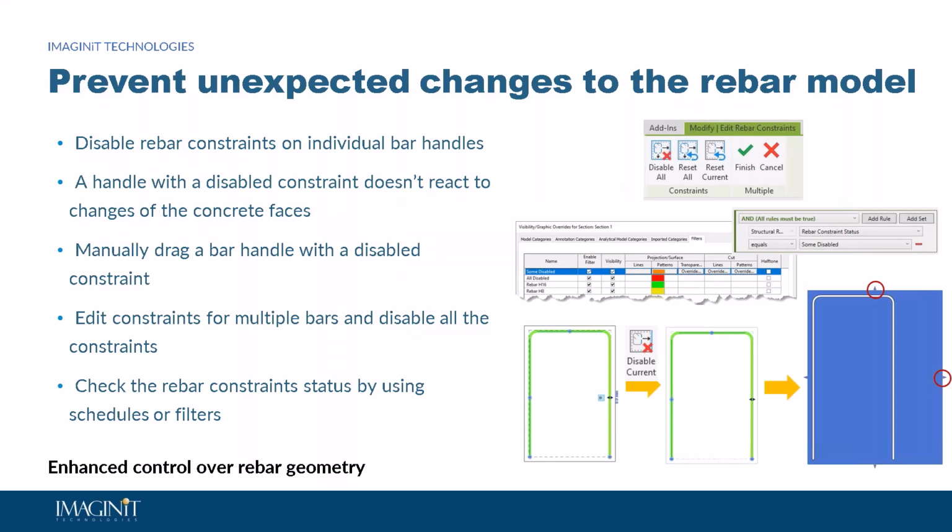Then there are the rebar constraints. If you have a rebar that is constrained to an object, but you need to change the size of that object while keeping that rebar exactly how it was issued, you can now disable the constraint, so that if the object were to change in size, the rebar will stay as it was originally designed.